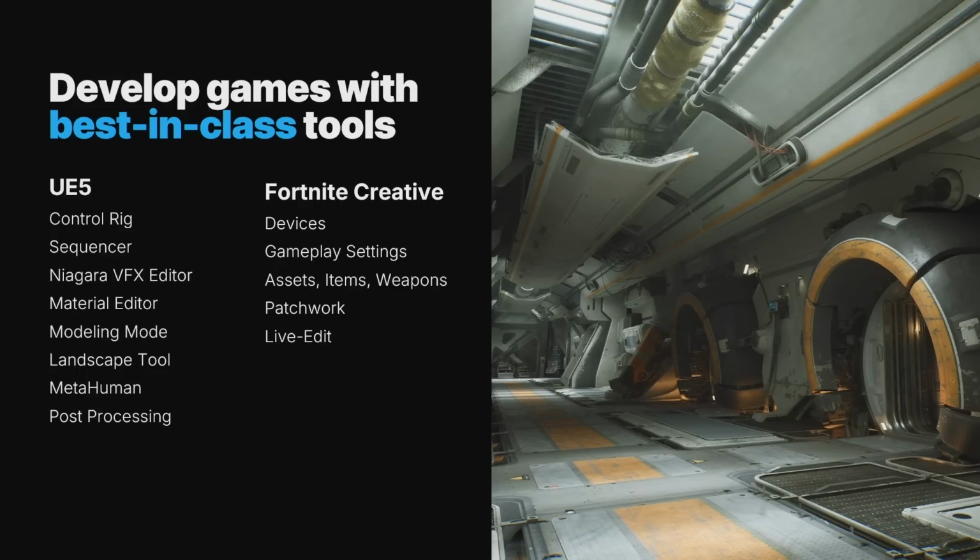So like I said before, UEFN is a development tool that at its core is a hybrid of Unreal Engine 5 and Fortnite Creative. And what this means is that your workflow will look a lot like it does in UE, and you'll have access to tons of familiar tools that you see on the slide here. Things like Sequencer and Control Rig, Niagara. But you'll also have a ton of unique features coming from Fortnite itself, like devices, prefabs, props, items, things like patchwork and live edit.